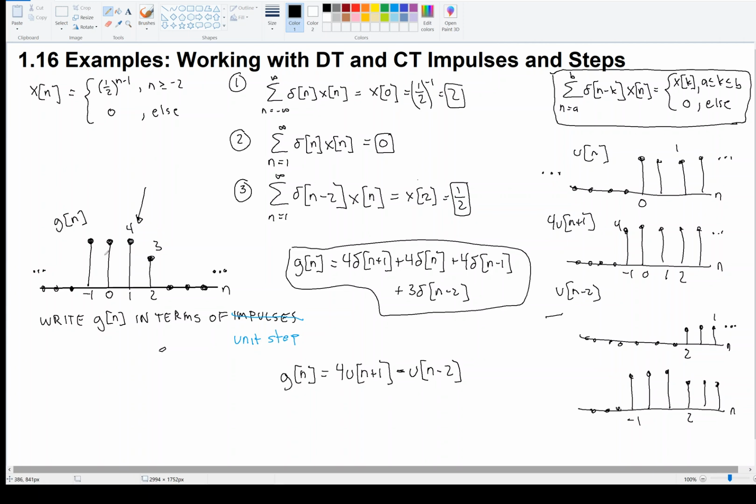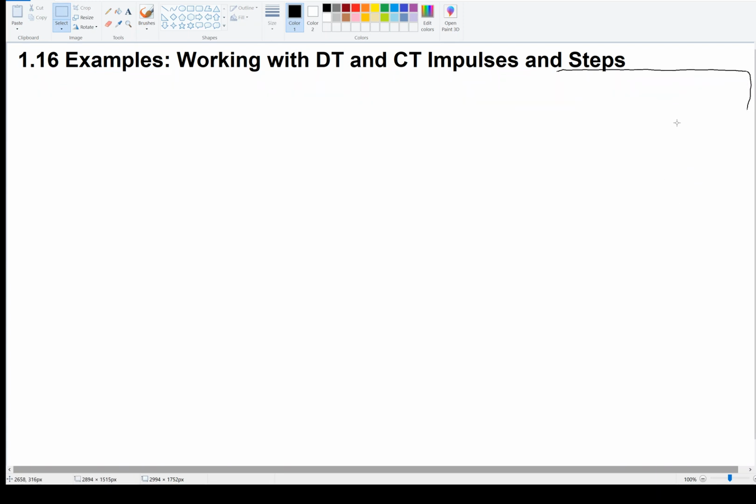So that's closer. And then finally I have a jump at 3. I go back down to 0, so I have to subtract. My jump goes from 3 to 0, so I have to subtract 3 unit step delayed by 3 units. And that is our answer. So both of these things in the box are the same mathematically, but they're just different representations. All right, let me erase this. Feel free to pause the video, go back.